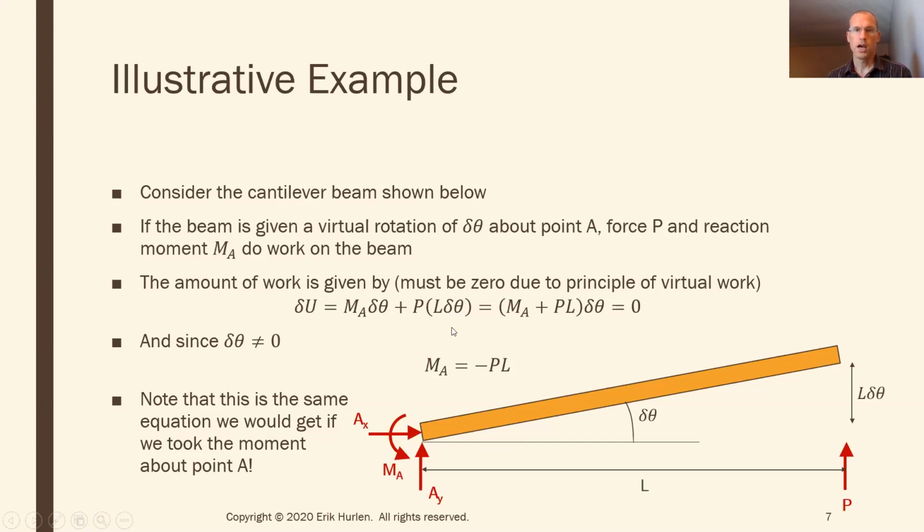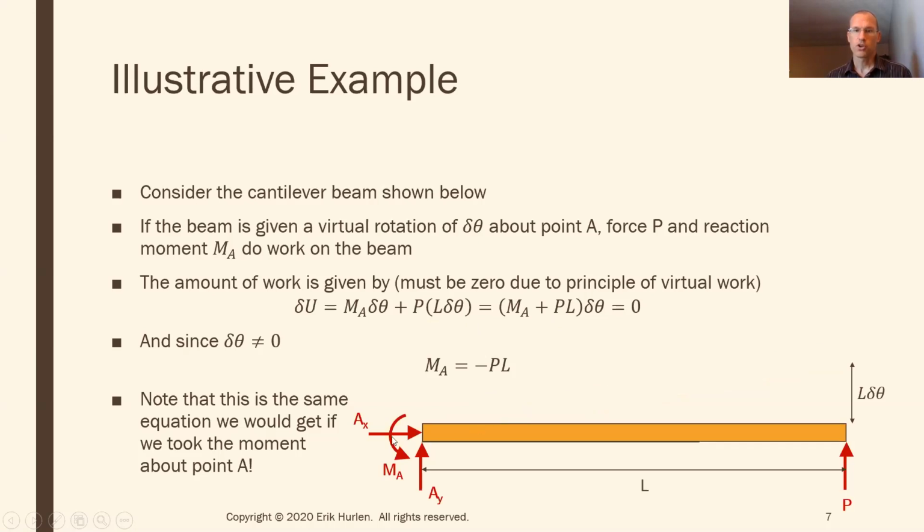So I can pull that out. I'm just left with (MA plus PL) times delta theta. And by the principle of virtual work, for this thing to be in equilibrium, that has to equal 0. Now I know that delta theta doesn't equal 0 because, again, I've imagined that it did actually go somewhere. So what has to be 0 is the stuff in the parentheses. For this stuff in the parentheses to be 0, I need MA to equal negative PL. And that's exactly the equation you would get if you went back to the original beam, took the moment around point A, and you'll find that MA has to be exactly negative PL.